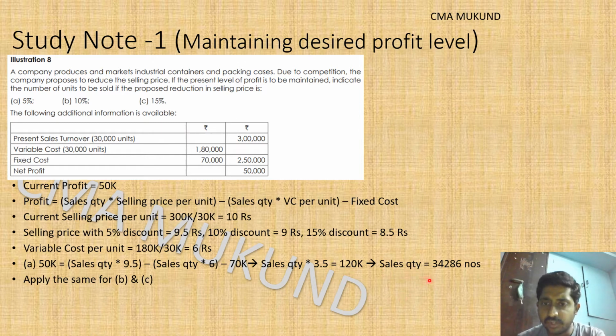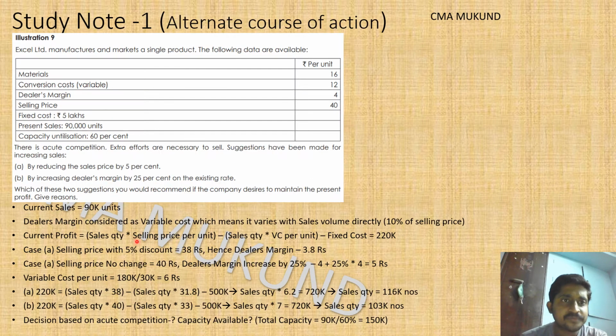So the sales quantity in case A is going to be 34,286. In B, it's going to be a little higher than that. In C, it is going to be a little further higher than that. Okay, so let's move to the next problem. So here the decision making is on alternate course of action.